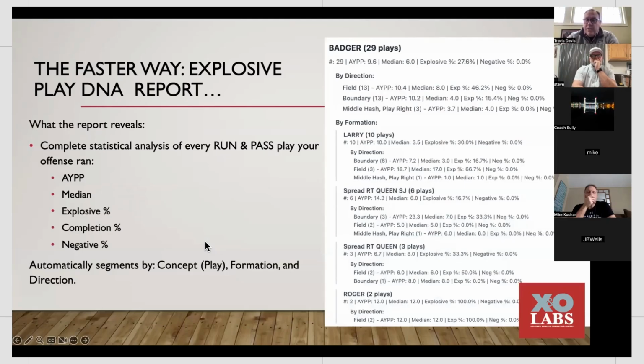And then it's going to break down every play that you have in your playbook. So here you can see this one. This one's Badger. It was run 29 times, and you can see the average, the median, the explosive, and the negative. And then you're going to get it by play direction, field boundary, and any other variations that are there. And then it's going to break everything down by formation. So you can see which formation this has been best in.